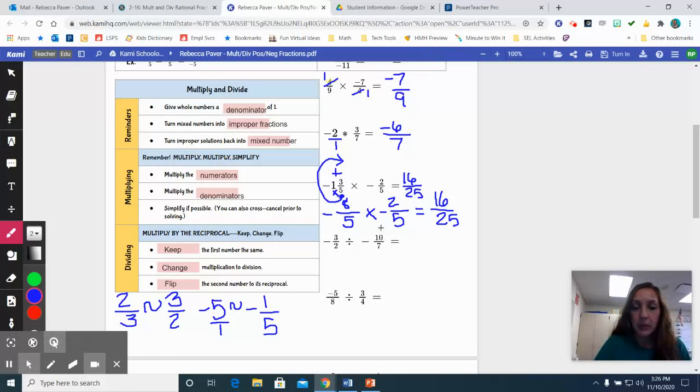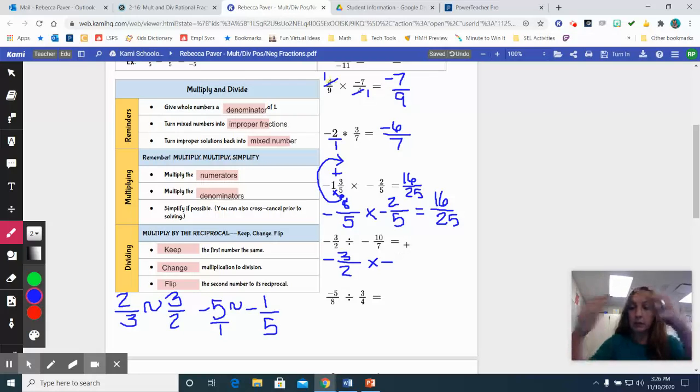The next example, negative 3/2 divided by negative 10/7. Here, down at the bottom on the page, you've got all the notes that you need now. It says we really don't divide. We multiply by the reciprocal. So think keep it, change it, flip it. We keep the first number the same, so negative 3/2 will not change. Change the division to multiplication, so I'm going to change the sign, and then it says flip the second number to its reciprocal. The negative won't change. 10/7, though, will be flipped upside down, and it will become 7/10.